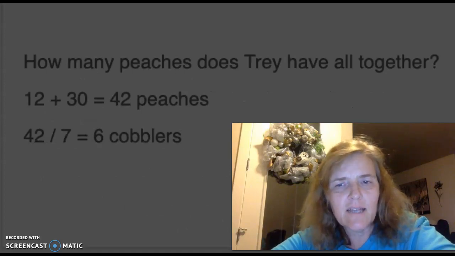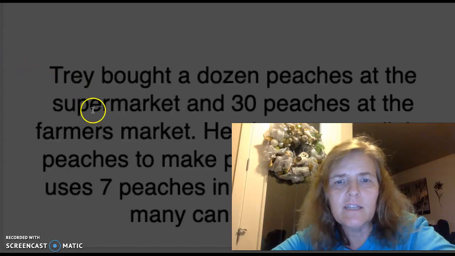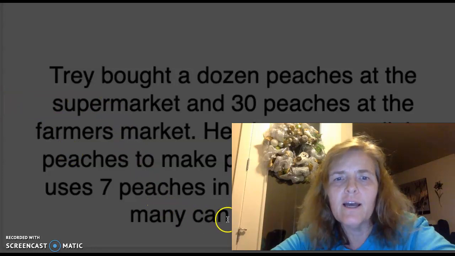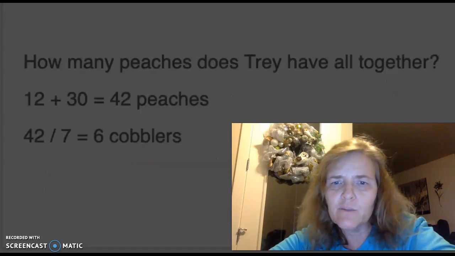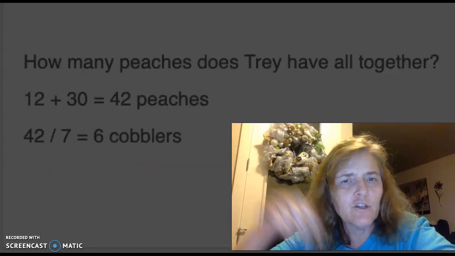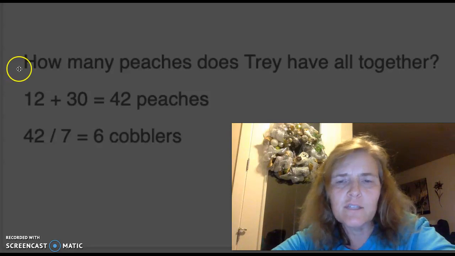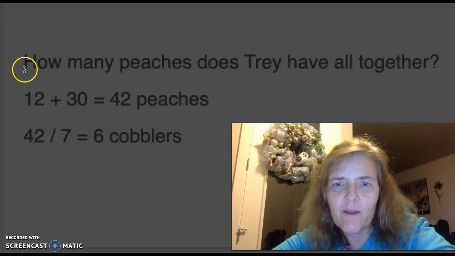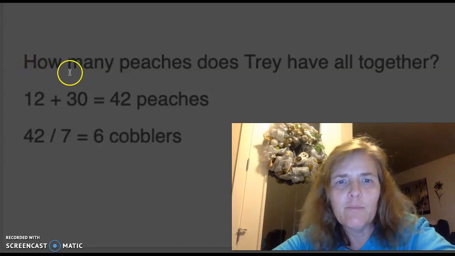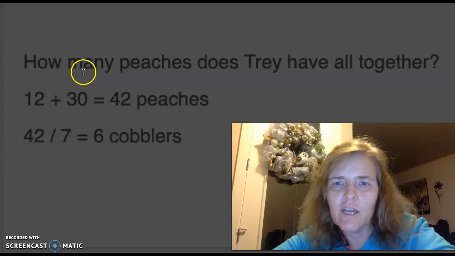Okay, so now I need to ask myself, what do I need to do first? And looking at this problem, I see those numbers, I need to know how many cobblers he can make. So I need to know how many peaches we have total. That makes sense. So that's what I write as my first step question, the question that I'm asking myself for my very first step. So how many peaches does Trey have altogether?